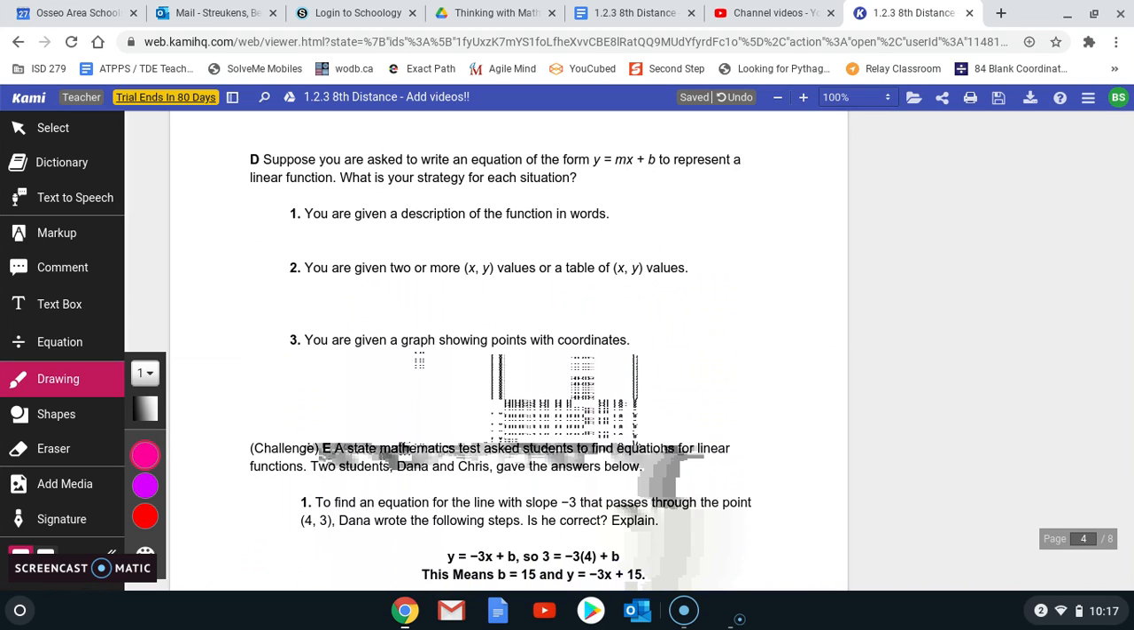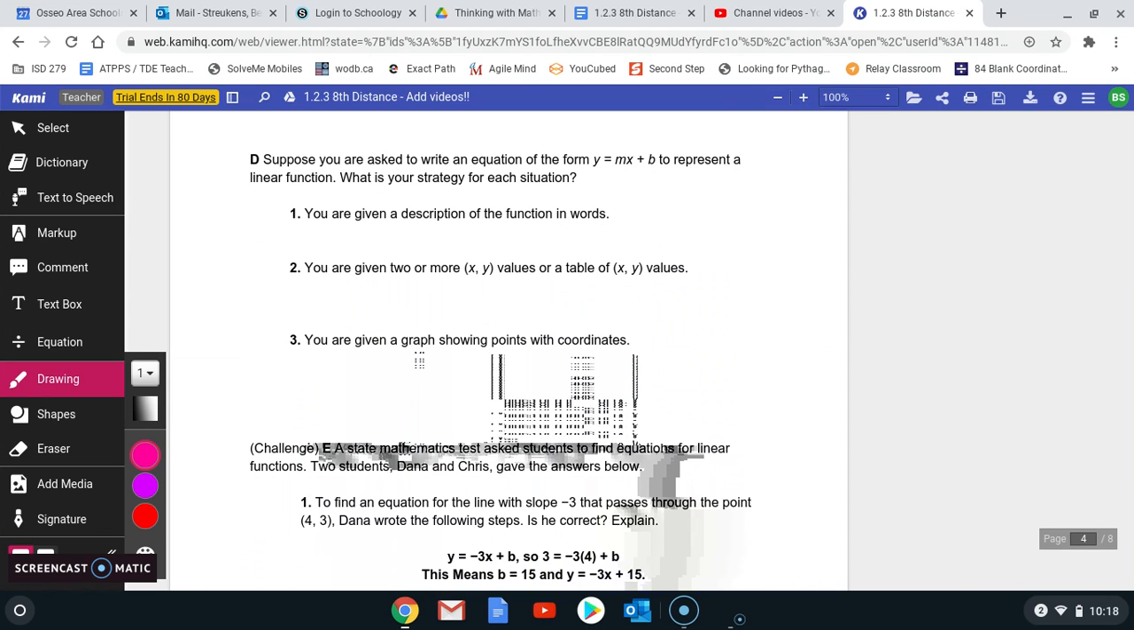Section D, suppose you were asked to write an equation of the form y equals mx plus b to represent a linear function. What is your strategy for each situation? So the situations, number one, you are given a description of the function in words. So what is your strategy for finding an equation if you are given a description in words?